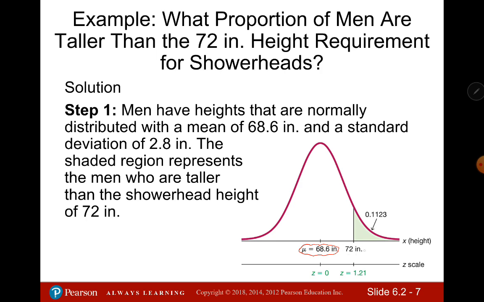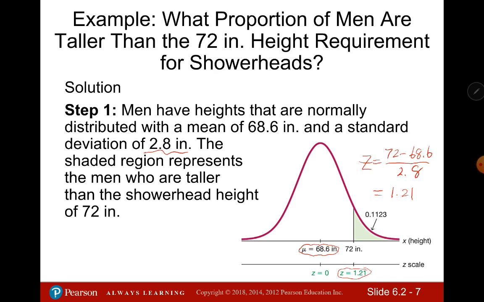72 is the x we are interested in. We are going to test, right? So we put x equal to 72 in our formula. 72 is the x we want to test. So x minus the mu divided by the standard deviation, we got 2.8. So that's how we get this z-score. After we convert the x 72 to the standard score, we got the z-score 1.21.